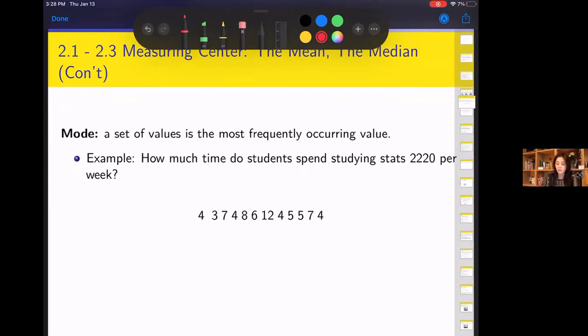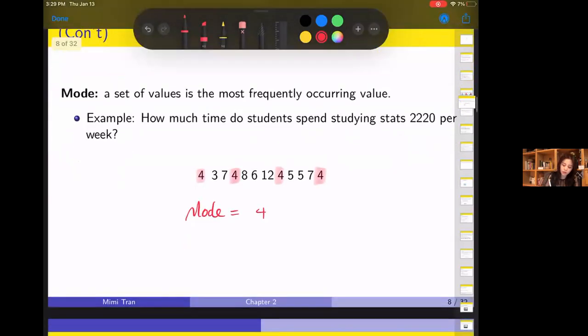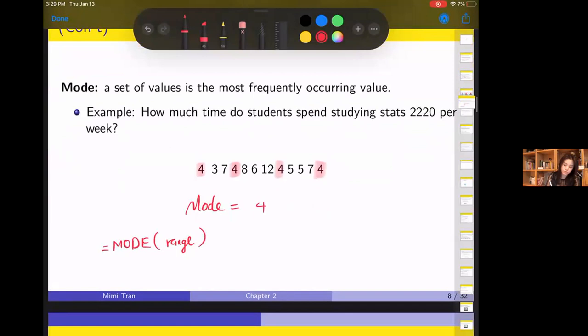Mode is the set of values that are the most frequently occurring values. For example, I just made up this data set: the times that STAT 2220 students spend studying per week, in hours. Say 4 hours, 3 hours, 7 hours, 4 hours, stuff like that. What is the most frequently occurring number here? 4, thank you. So that's your mode, that's it. In Google Sheets, I think the command is just MODE. Very simple.